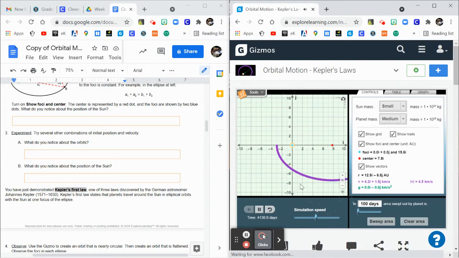If we notice, what is happening to the foci and the sun? It's taking forever. Sorry about that. But as you can see the point, you can see the focus, f sub 1.